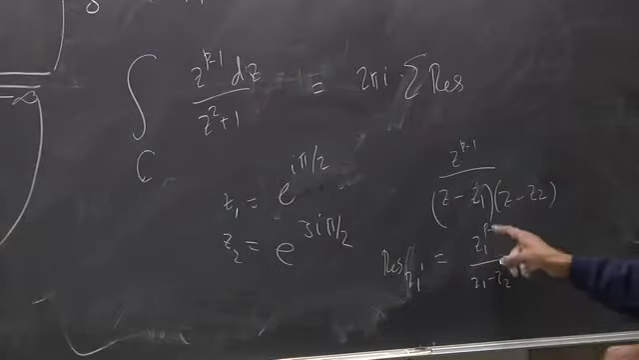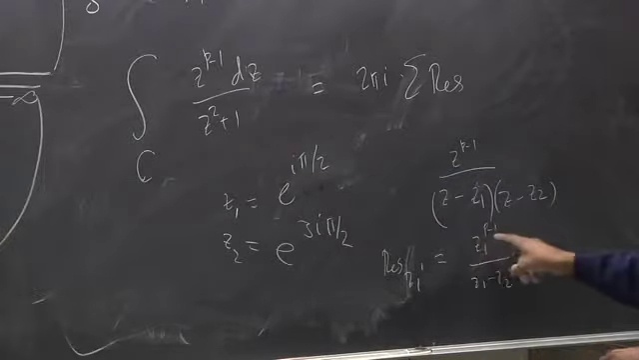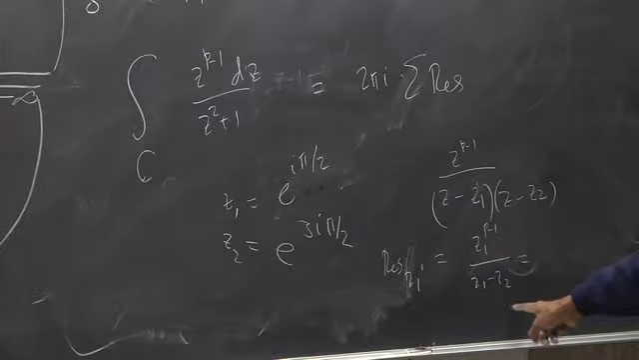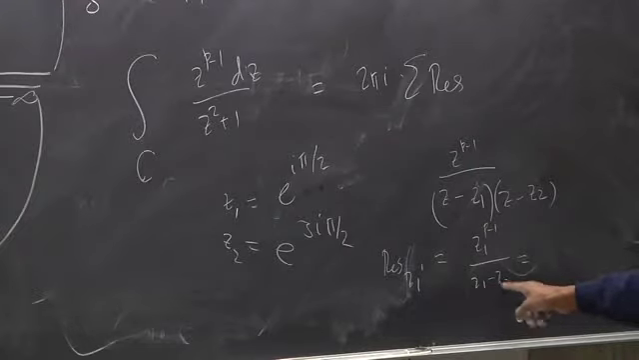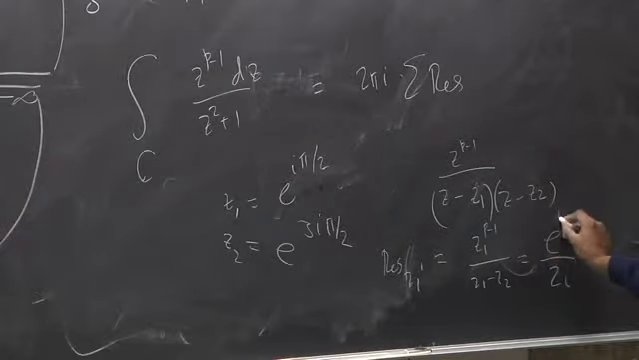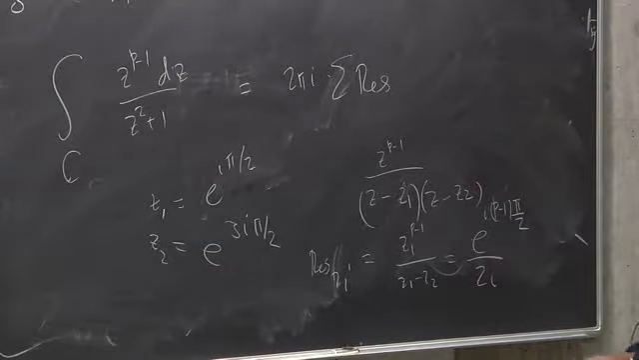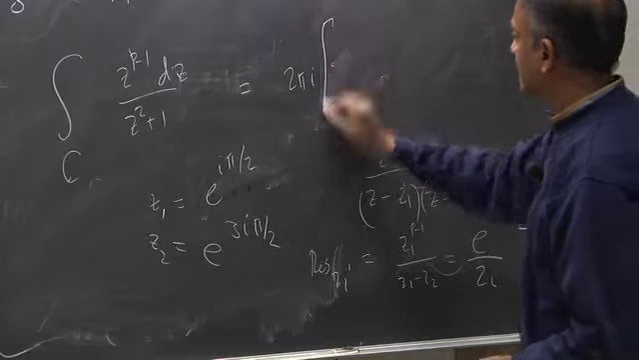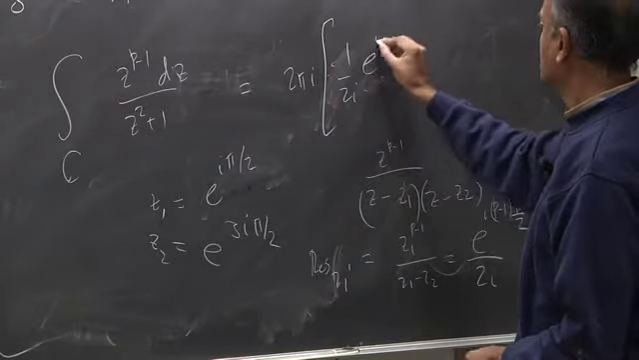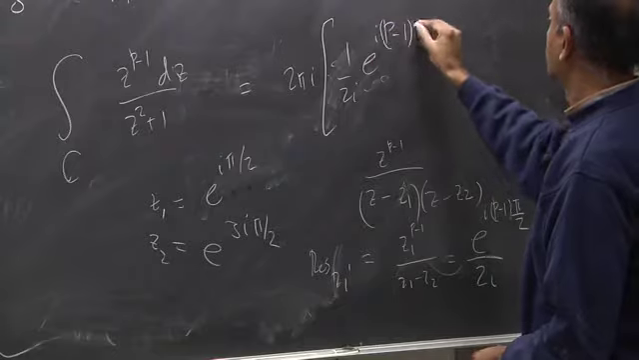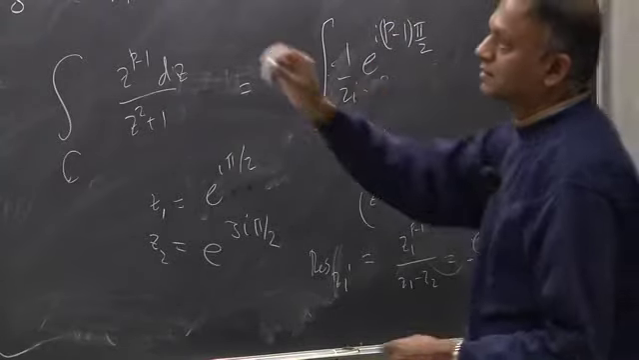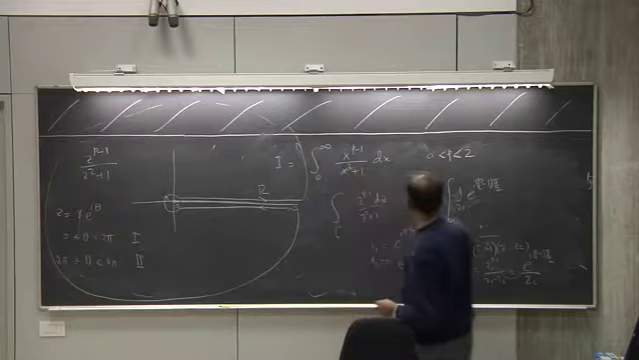The only place where you need to be careful is when it's raised to something which is not an integer. The denominator is fine, it's an integer, so I don't need to worry too much about that. This is i, that is minus i, so this becomes 2i down. But up you have e to the power of i (p minus 1) π by 2. So this is 2πi times 1 over 2i times e to the i (p minus 1) π by 2. This is counterclockwise, so it's fine.